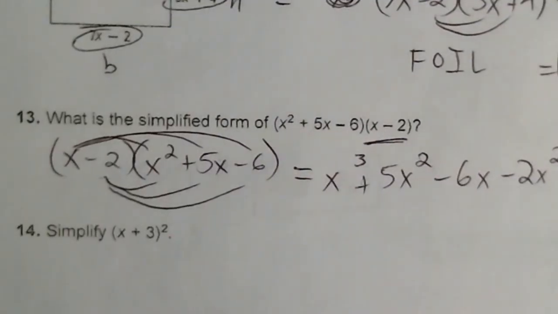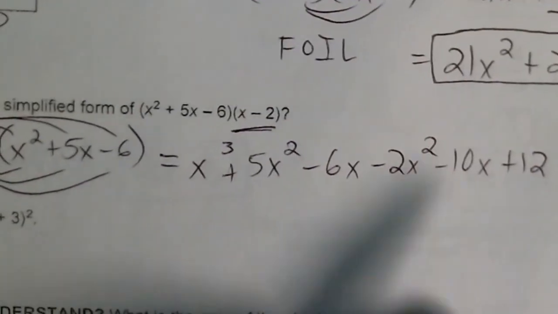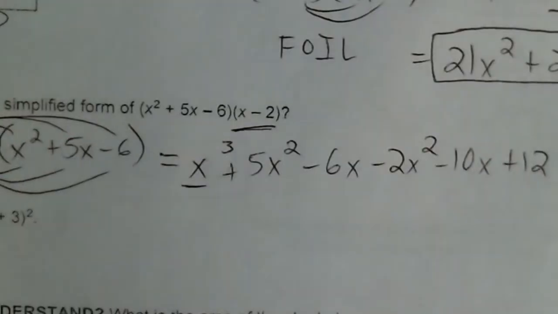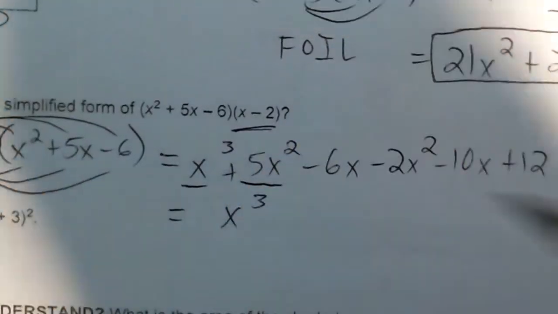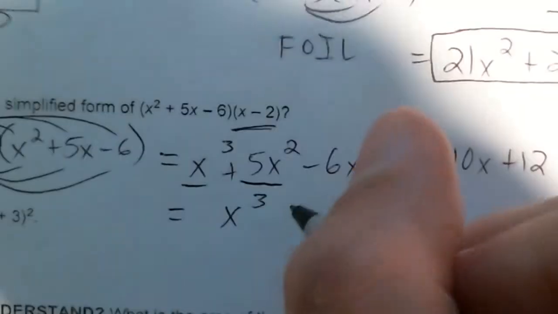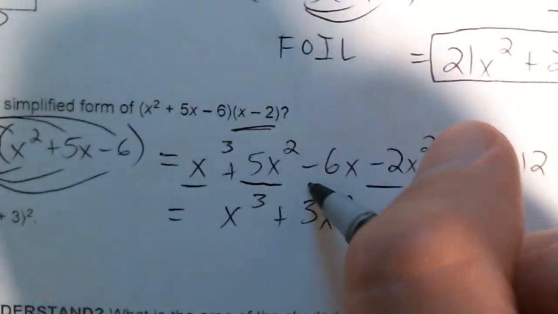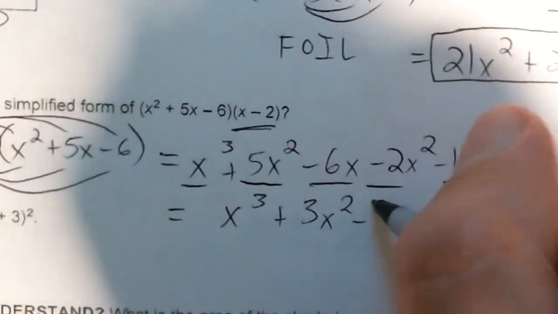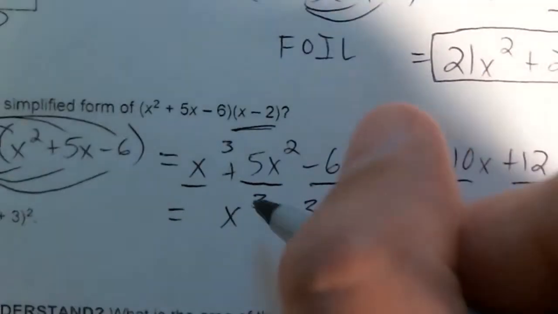Alright, so now it's time to combine apples and oranges. Apples. That's the only apple I have. Okay, 5 oranges minus 2 oranges is 3 oranges. And I have negative 6 bananas minus 10 bananas, that's negative 16 bananas. And then I just have 12 grapes.